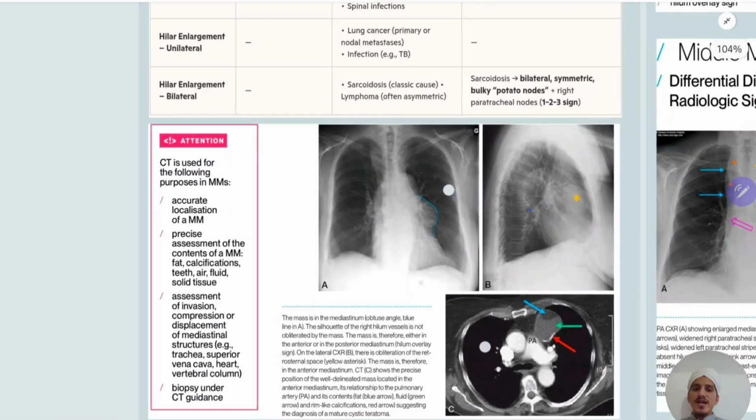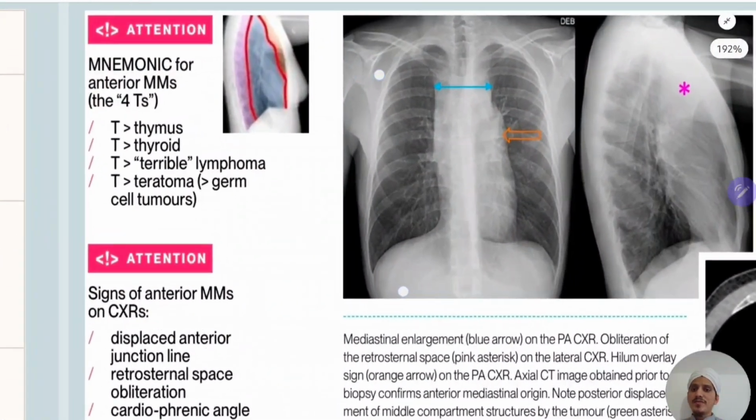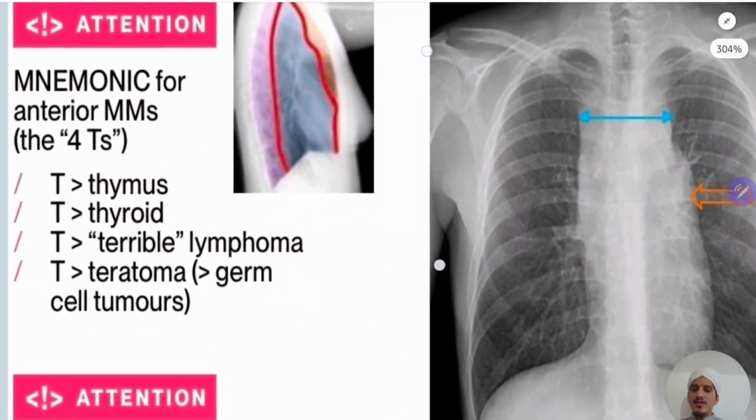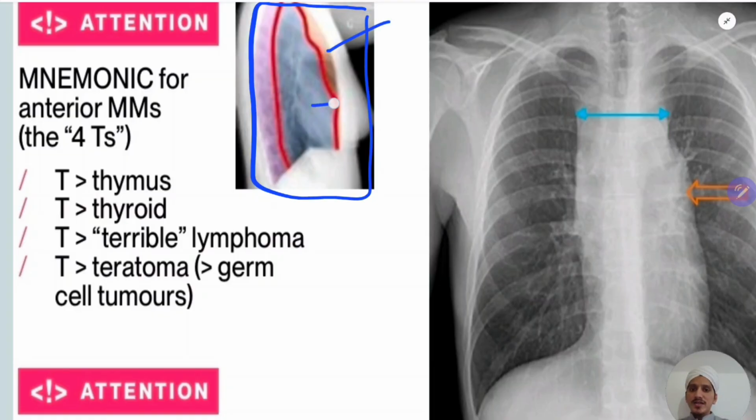So that was about the anterior mediastinal masses, which was teratoma. Let us move on to this chest X-ray. So remember this, this is according to the anatomic classification. This is the anterior compartment, this is the middle compartment, and this is the posterior compartment.